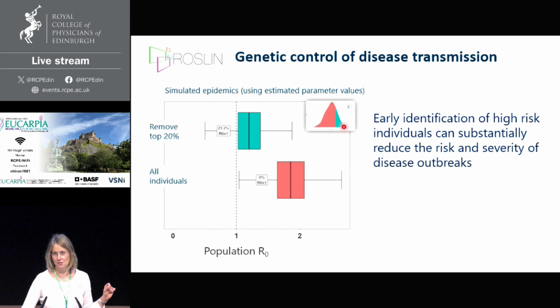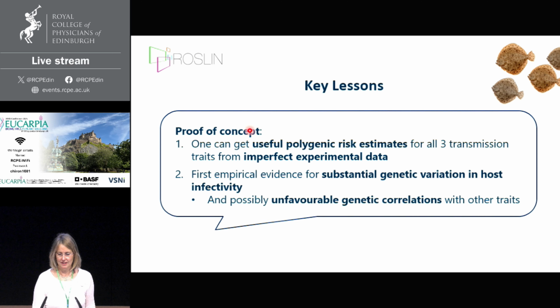If we had removed those 20%, this is the top plot here. In over 20% of the tanks, we would not have seen any epidemic, and in the other tanks, we would have been much closer to 1. So it does really make a difference in controlling disease outbreaks. So it's possible to estimate polygenic risk scores for these three transmission traits from experimental data.